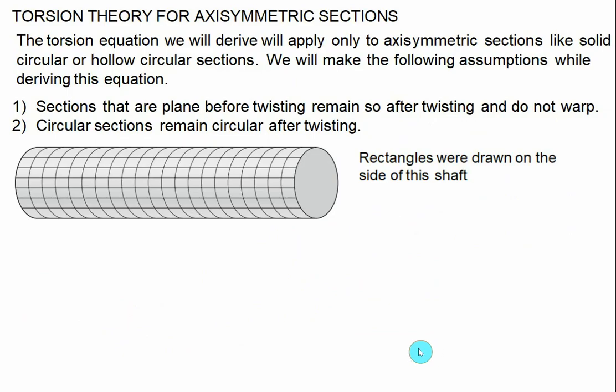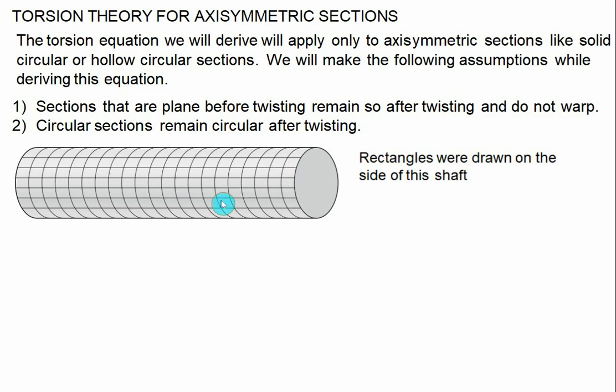Now before we discuss our torsion formula, we'll consider certain assumptions, and using these assumptions we'll derive the equation. So the torsion theory for axisymmetric section, that is a circular section, we're going to use. The torsion equation we'll derive will apply only to axisymmetric sections like solid circular or hollow circular sections. We'll make the following assumptions while deriving this equation. First assumption is that the sections that are plane before twisting will remain so after twisting and do not warp, and the circular section remains circular after twisting.